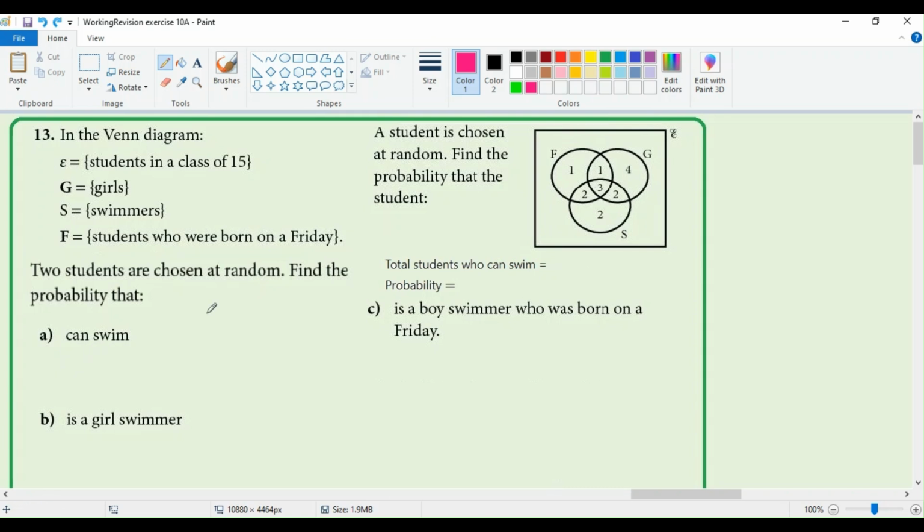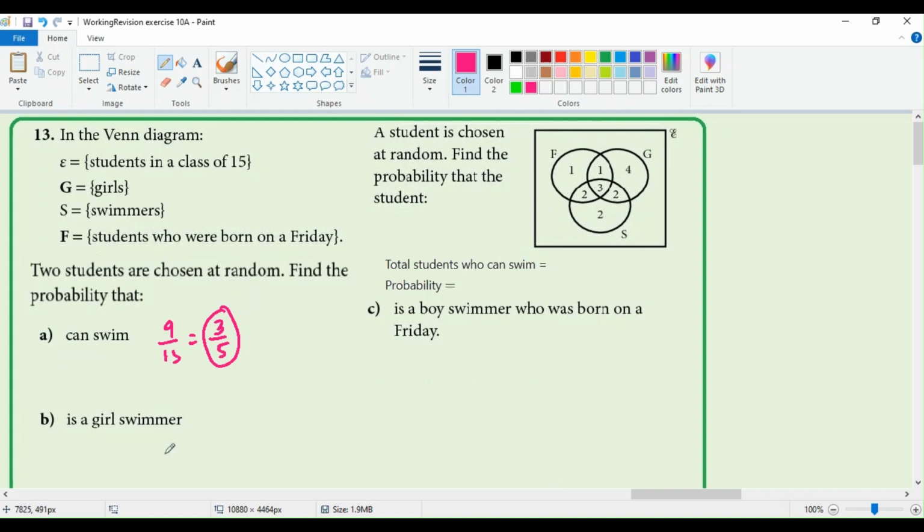So in swimming, we have 2 plus 2 plus 2 plus 3 that you can see. All these are swimmers. That means we have altogether 9 swimmers. So we can easily say it's 9 out of 15. Dividing by 3, 3 times 3 is 9 and 3 times 5 is 15. So 3 over 5 is the answer for this part.